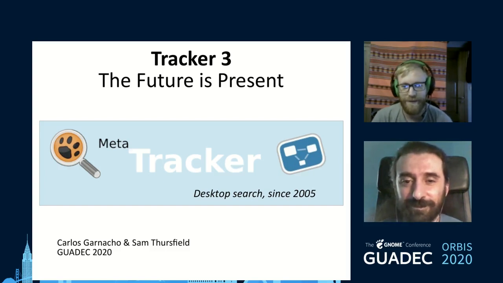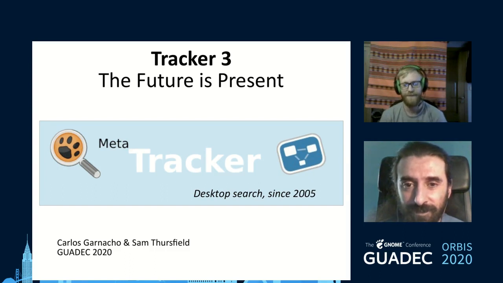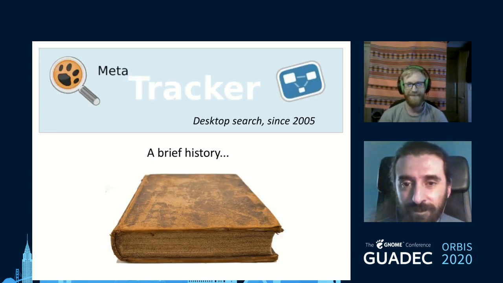Okay, I'm going to start. So, Tracker, we know what it is. It's a search service for applications, which is used in GNOME. Next slide, please. We're going to start with a quick history lesson, very, very quick.